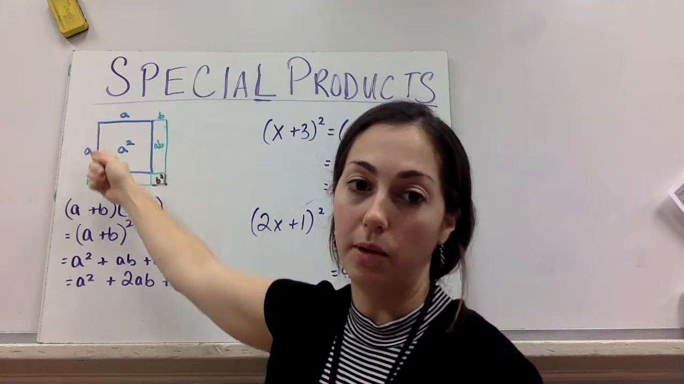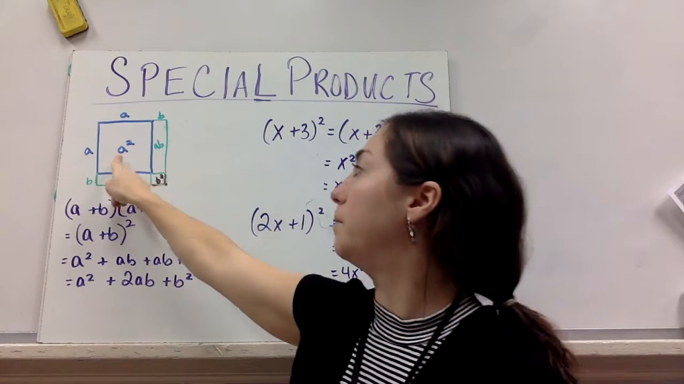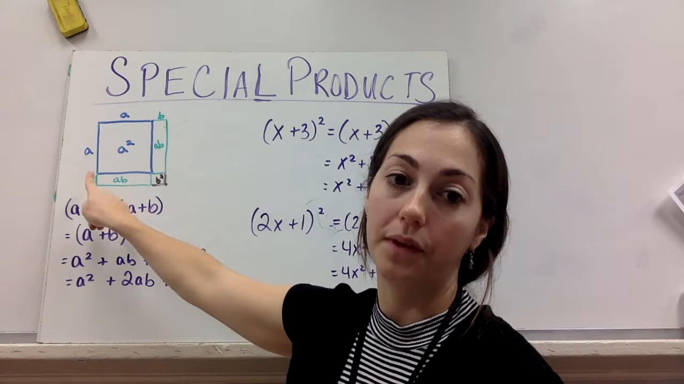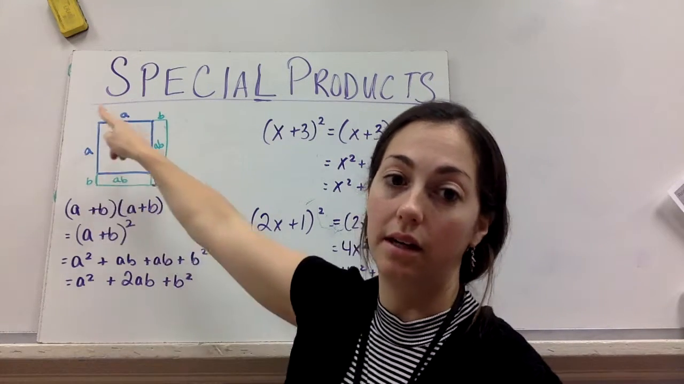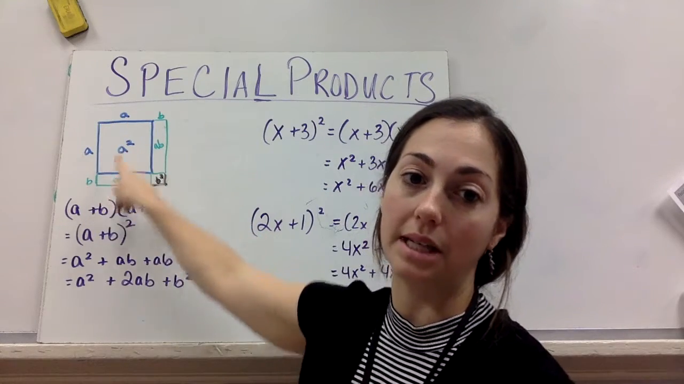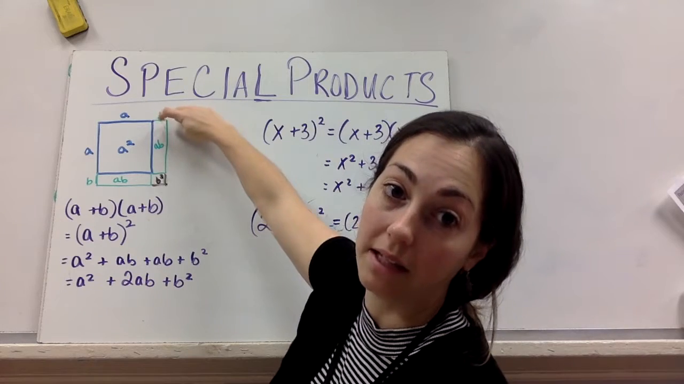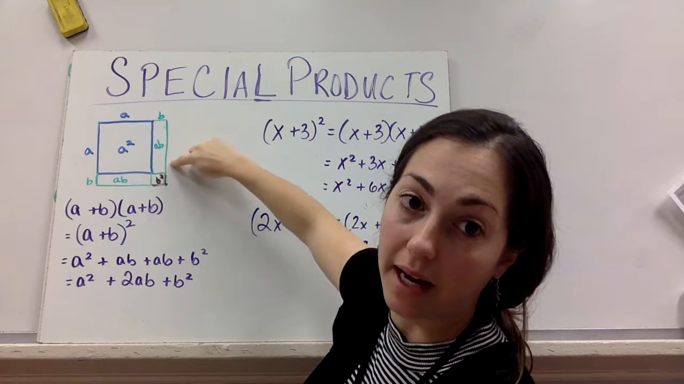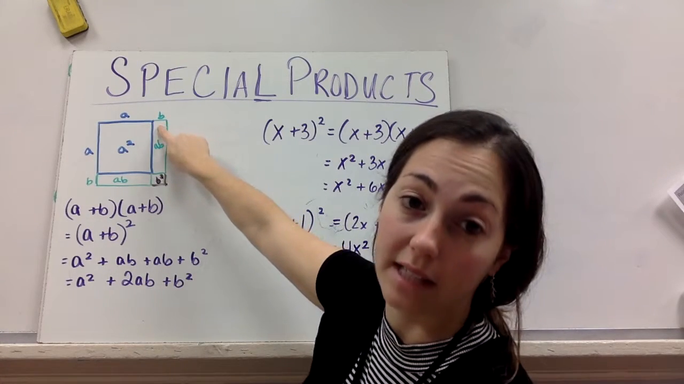So if I were to multiply to find the area of this square, it would be A squared. And then say this length here is B, and I'm multiplying by this length. Well, this length here is still A. So B times A, my area would be AB. Again, same length, it's B. And what's this length here? Well, that is my A. So my area in this rectangle is AB.